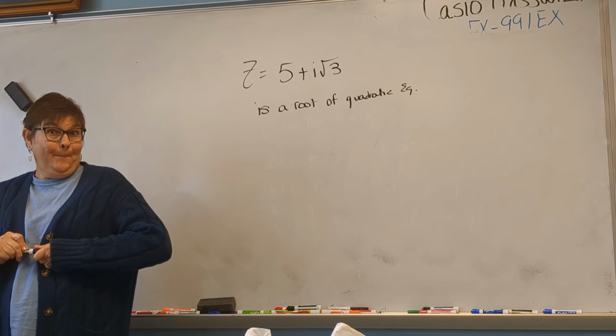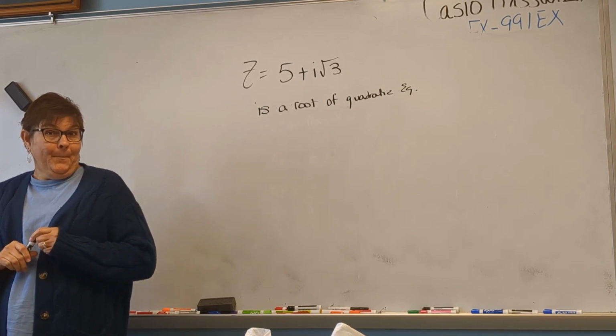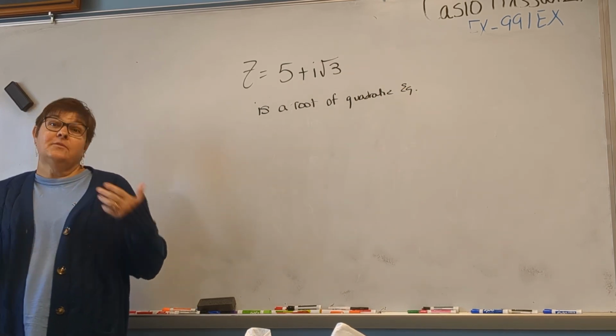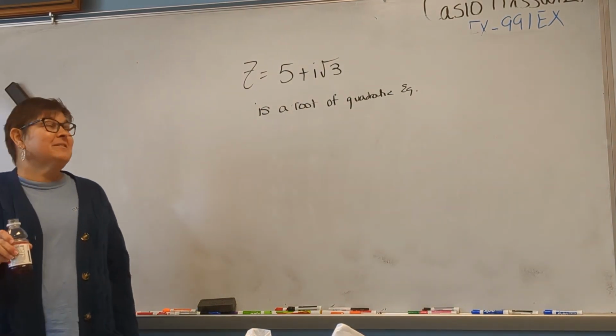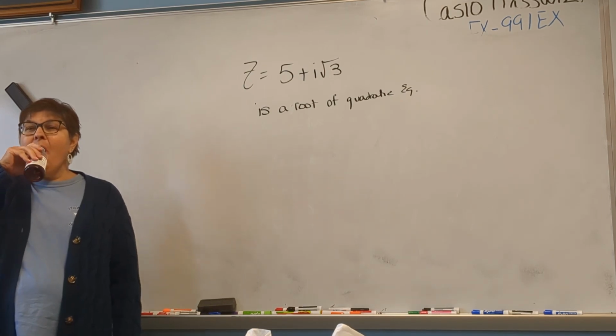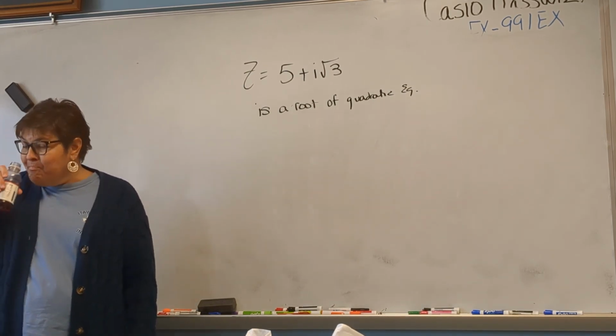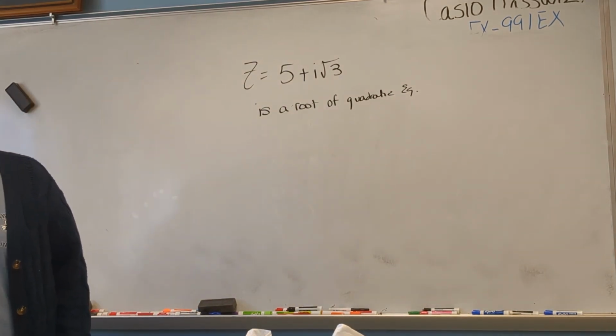Negative b plus or minus the square root of b squared minus 4ac, all over 2a. That is to solve a quadratic equation. You absolutely got that on your brain. That's awesome. Yes? You multiply by the conjugate.